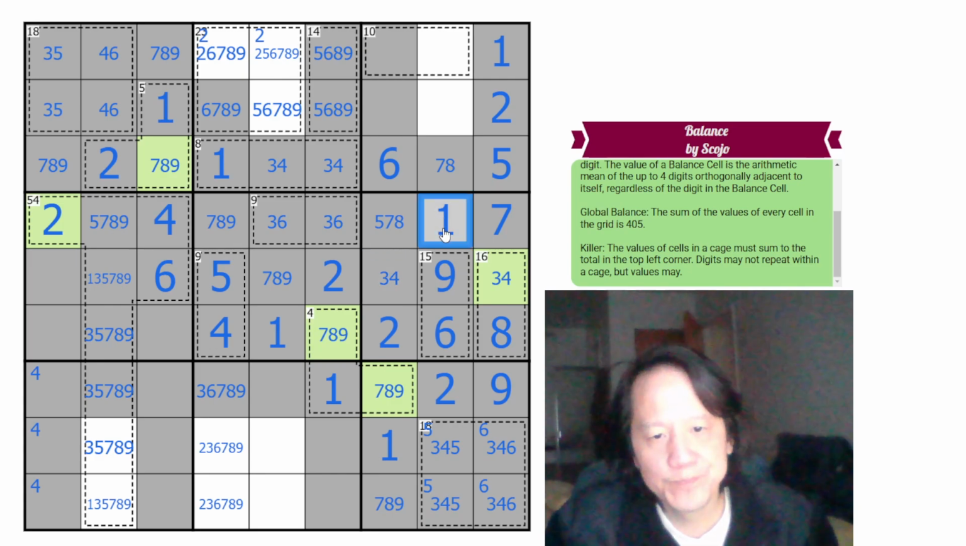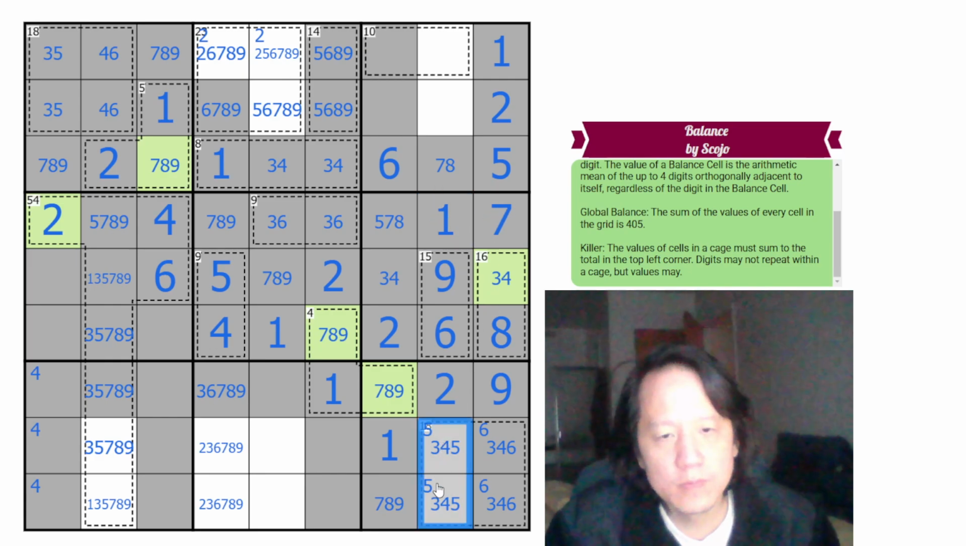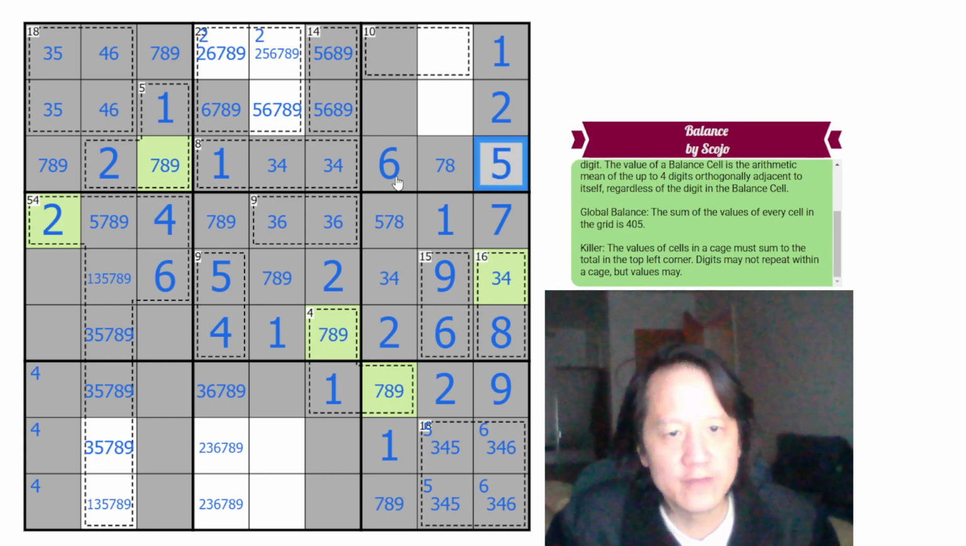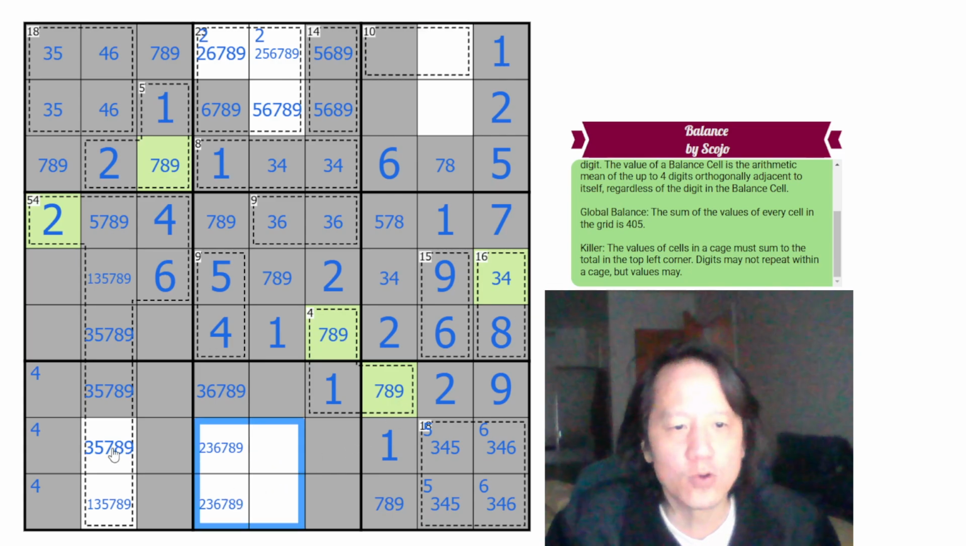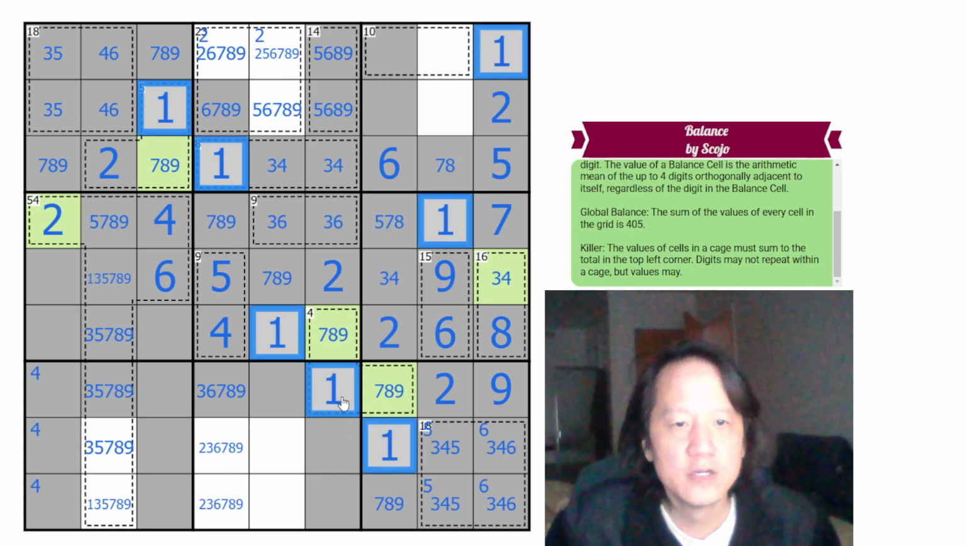Let's see. This, whatever the balance cell is here, it cannot be 5 or 6. And it cannot be 7, 8, 9. It can't be 1, and it can't be 2. So this one must be a 3, 4 balance cell, which means 3 and 4 cannot be a balance cell in any of the rest of the cells.